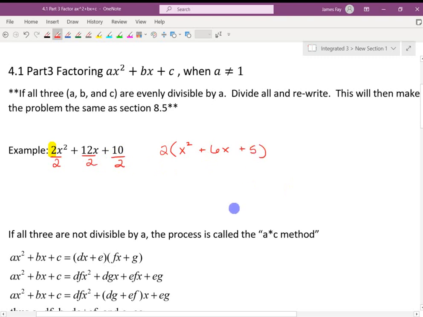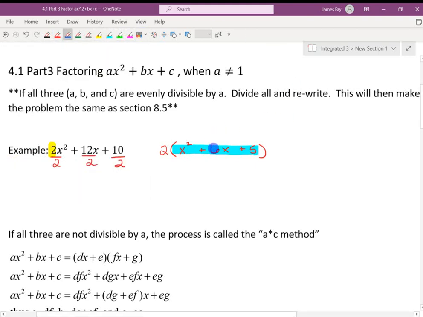Positive 5. So right there, those are 2 factors so far that multiply together to give me the original 2x squared plus 12x plus 10. Do you see how that's kind of undoing this distributive property? If I distribute that 2 through, does it give me back to where I started with? Yeah.